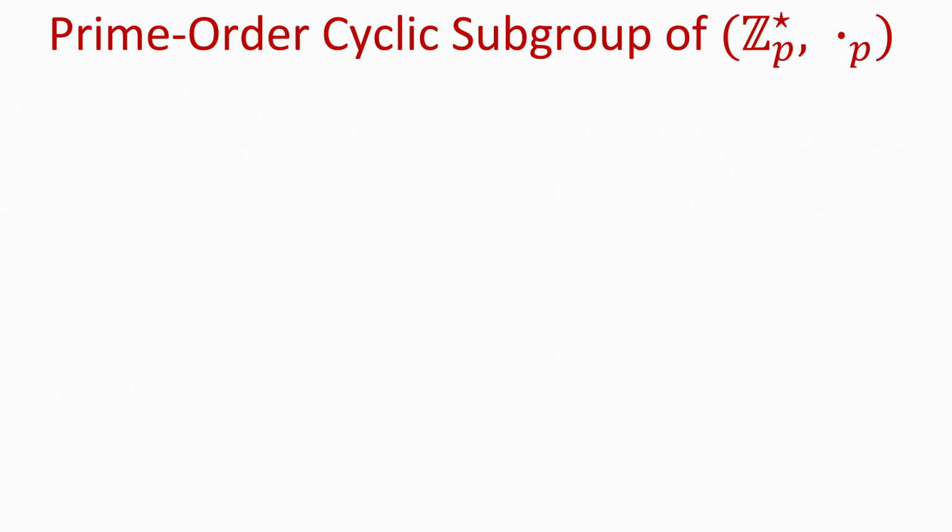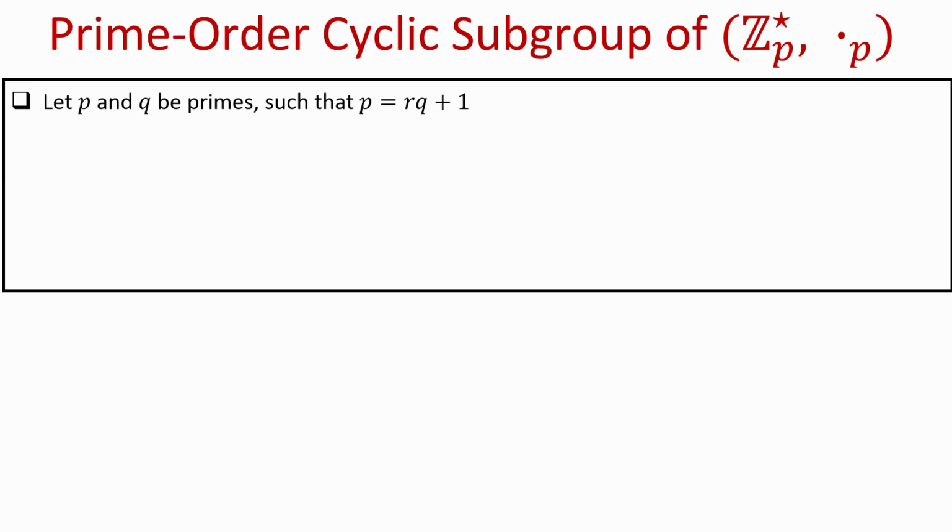So, now let us see another group which is quite appropriate to instantiate cryptographic primitives based on the security of the D-log and CDH, DDH problems, and this group is basically a prime order cyclic subgroup of the group ZP star with the operation multiplicative modulo P. So, let P and Q be primes, publicly known, such that P is related to Q in this form, namely P is equal to R times Q plus 1, where R is also publicly known.